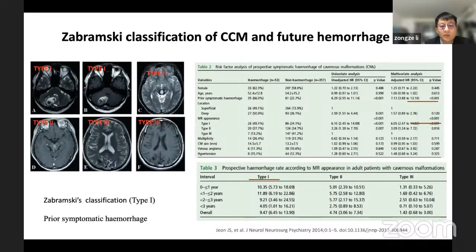Then how can we evaluate the natural history of brainstem CM? In 2014, an article published in the JNNP journal summarized the related factors of hemorrhage in CCM. The Zabramski classification type 1 and prior symptomatic hemorrhage were significantly associated with the risk of recurrent bleeding. The Zabramski classification was proposed in 1994, and it remains the most commonly used classification of cavernous malformations. Type 1 means subacute hemorrhage and is characterized by a hyperintense lesion on T1. So the result means that lesions with prior hemorrhage were more likely to rupture in the future.